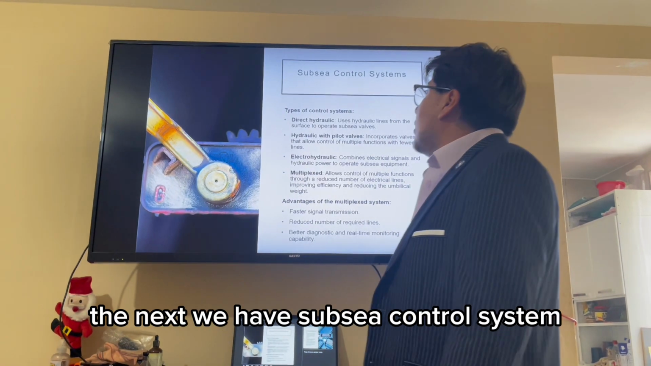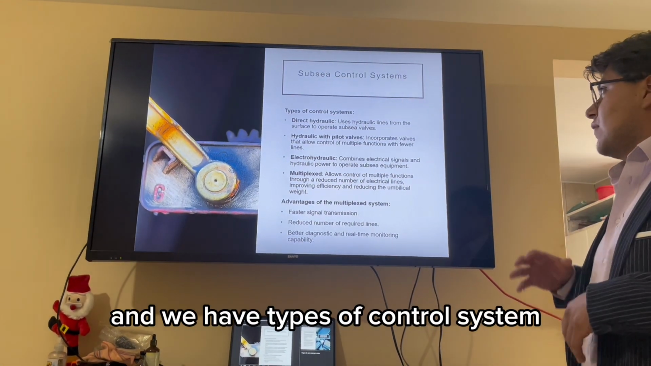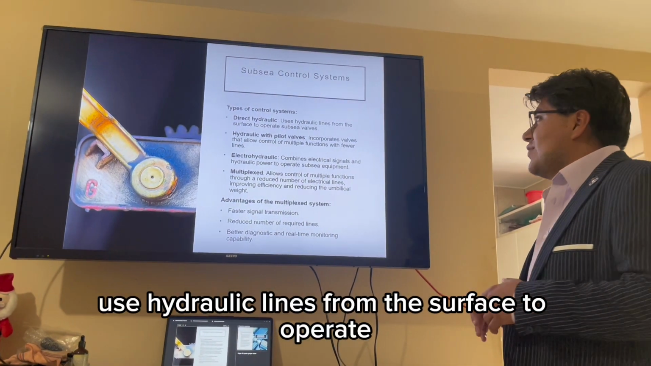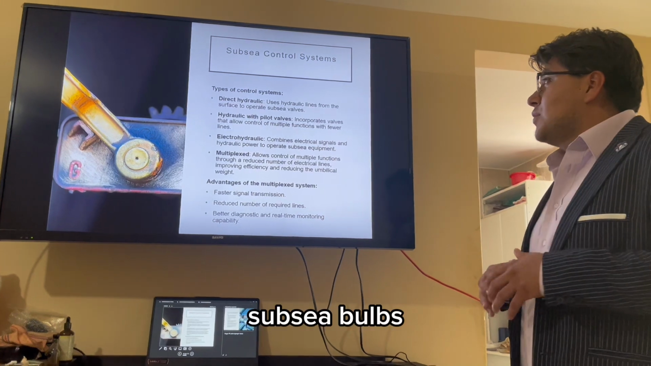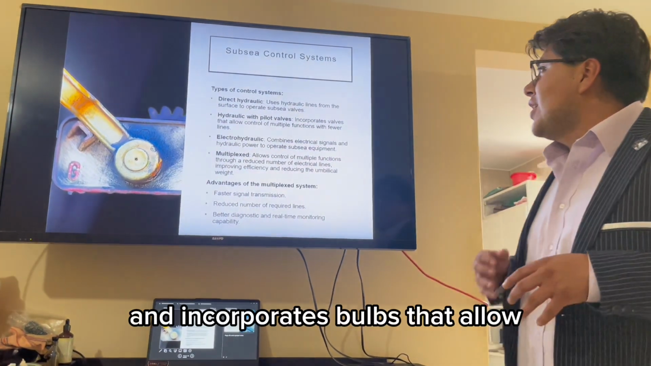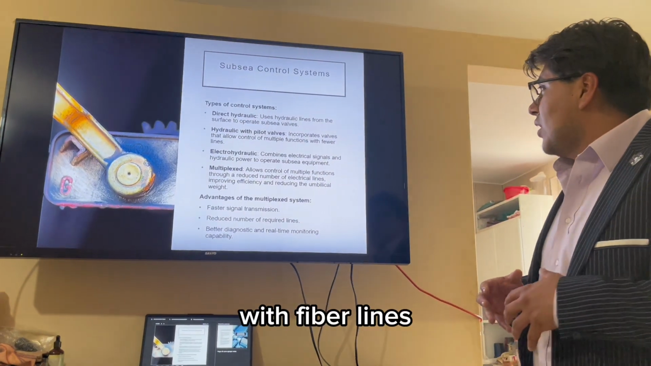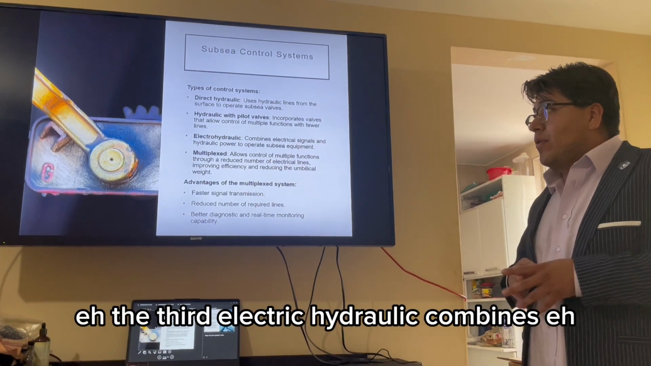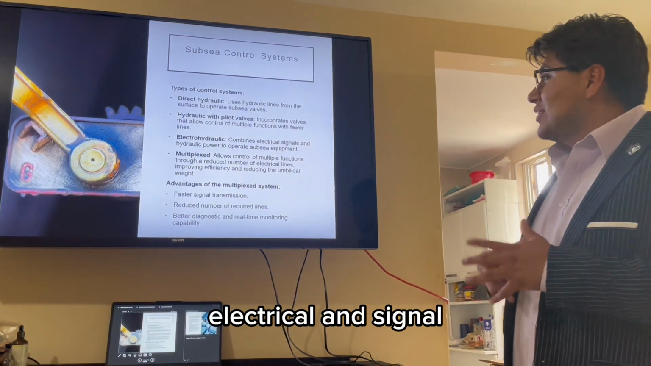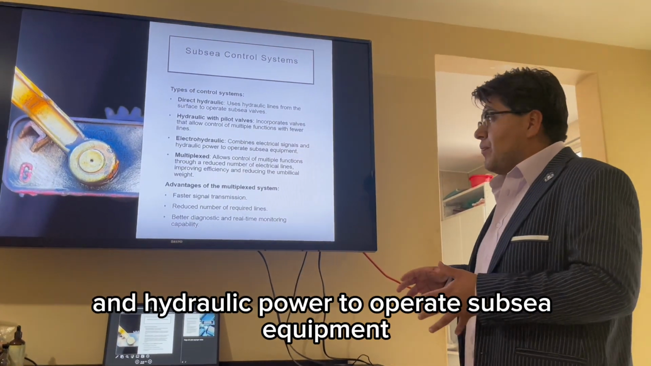The next, we have subsea control systems. We have types of control systems. First, direct hydraulic. Use hydraulic lines from the surface to operate subsea valves. Second, hydraulic with piloted valves. Incorporates valves that allow control of multiple positions with fewer lines. The third, electro-hydraulic, combines electrical signals and hydraulic power to operate subsea equipment.